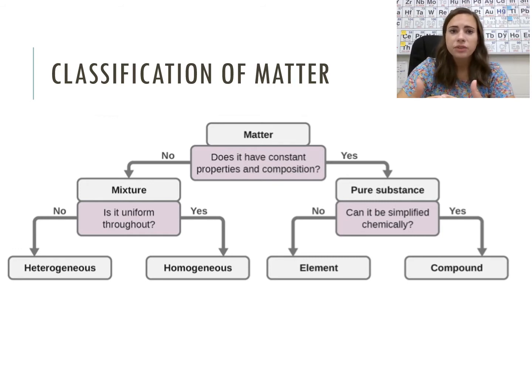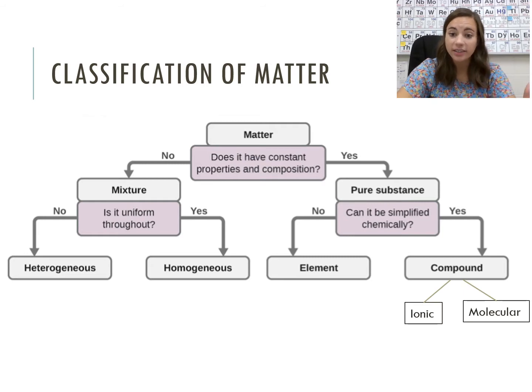Okay, so what I mean by that is water, H2O. It's made up of hydrogen and oxygen. I could, through a chemical process, separate that into hydrogen atoms and oxygen atoms. Therefore, water is a compound. But if I only had hydrogen, I can't break that down any further. That's as simple as it gets. And then in our compounds, we have two types. So we have ionic and we have molecular. We're going to go more into that.